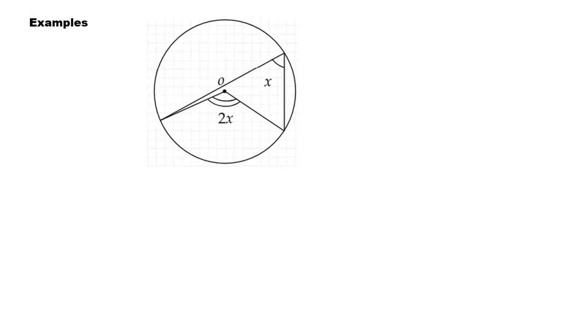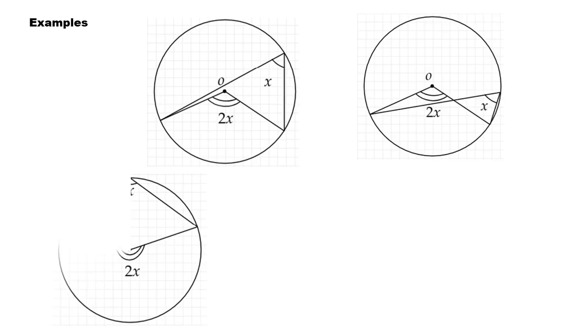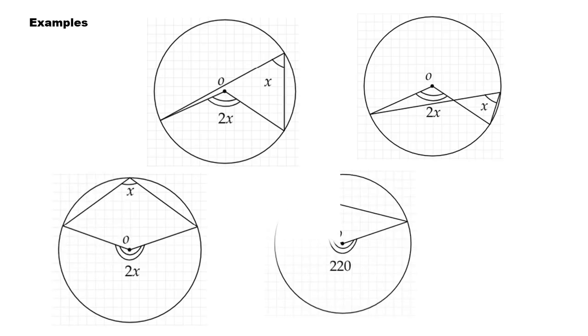Let us take a look at the following examples to see different situations in which we can apply this theorem. From these examples, we can see that the angle can be either acute, obtuse, or reflex. Now let us find the value of x in the last example. As we can see, our angle x and the 220-degree angle are subtended by the same arc, so we know that x should be half of 220, which is 110 degrees.